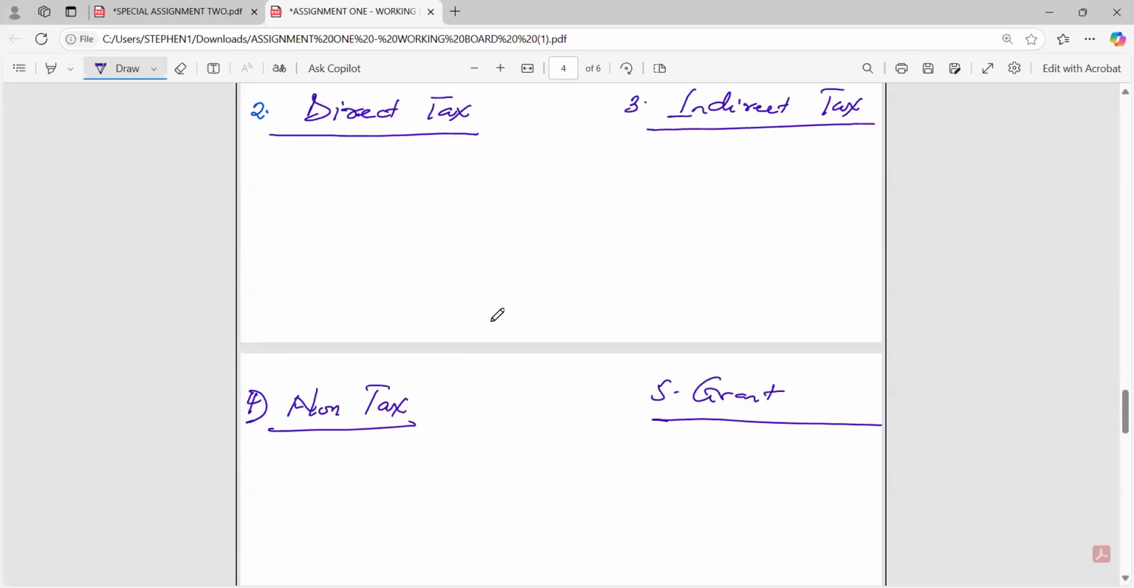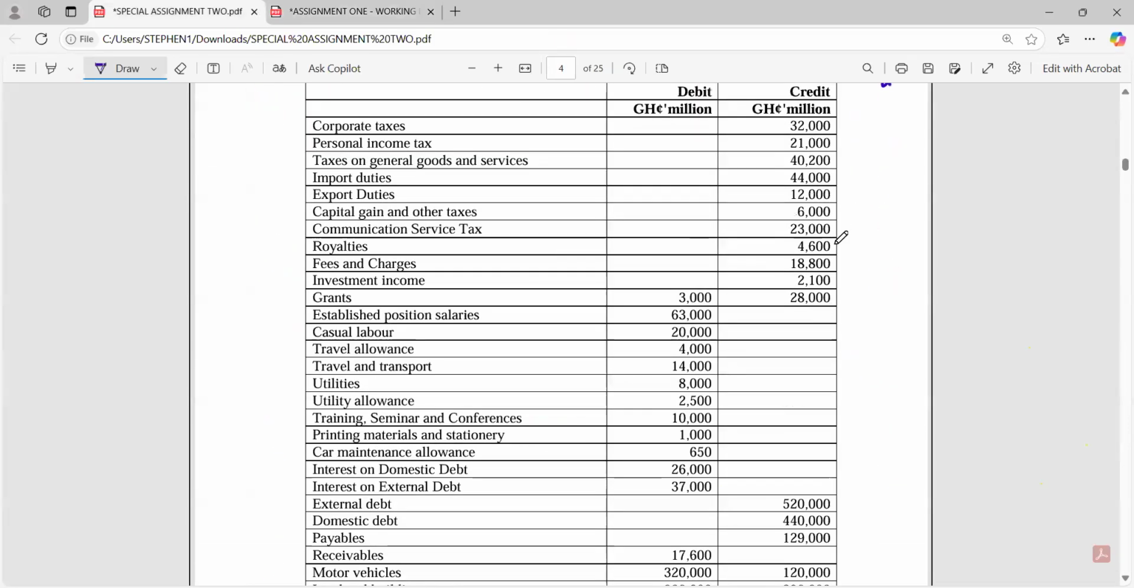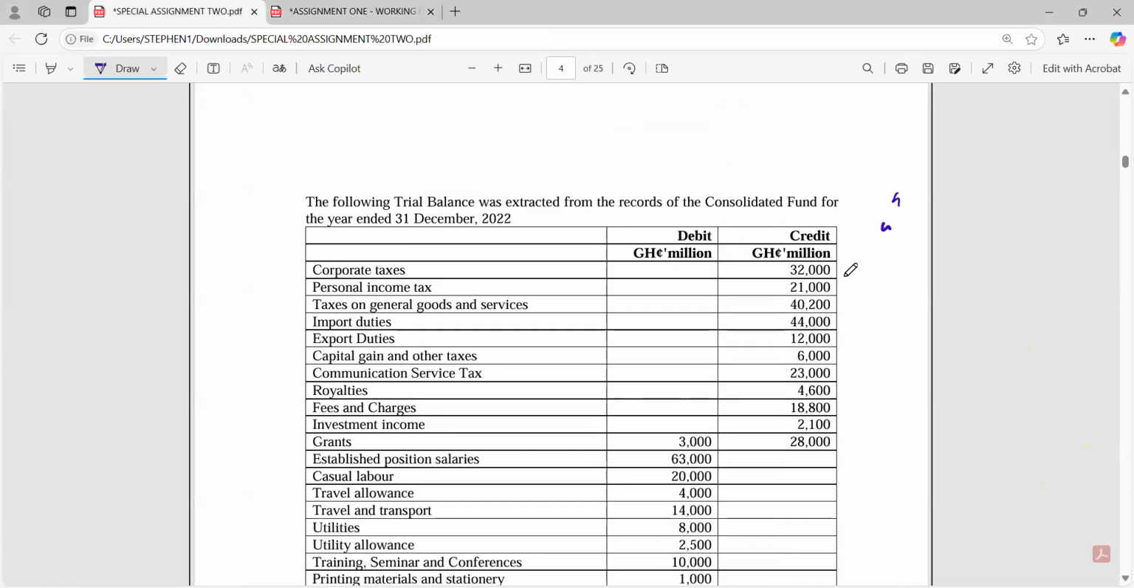So please, this is where the magic begins. Now, go straight to the question and look out for all revenues. Arrange all revenues according to the 4 line items. Good. So we have corporate tax. You and I know that corporate tax is what? Direct tax. Excellent. Personal income tax is what? Direct tax. Taxes on general goods and services is what? Indirect. It's indirect.